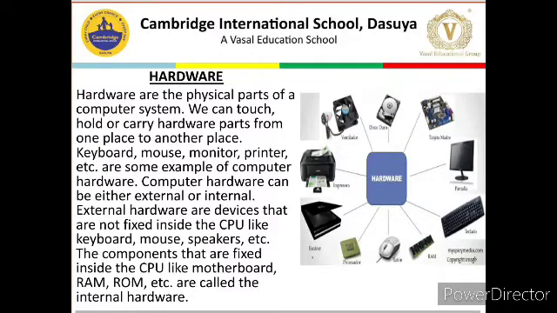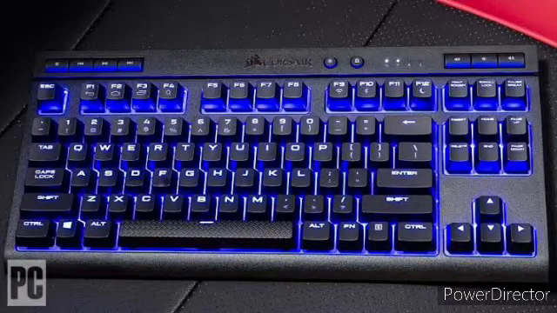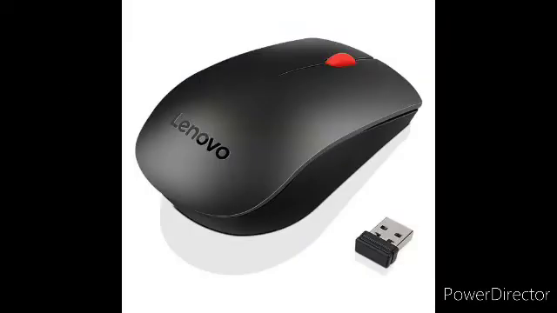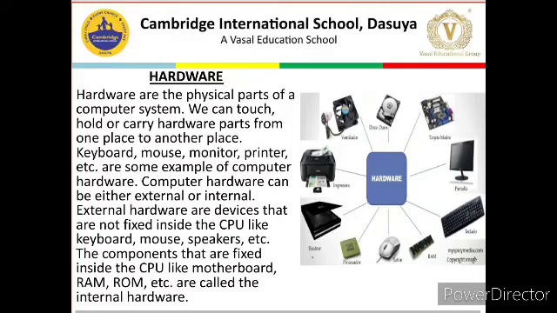Computer hardware can be either external or internal. External hardware devices like the monitor, keyboard and mouse are not fixed inside the CPU cabinet, and internal components that are fixed inside the CPU cabinet, like the CPU, motherboard, RAM, ROM, various cables and connectors, are examples of internal hardware.